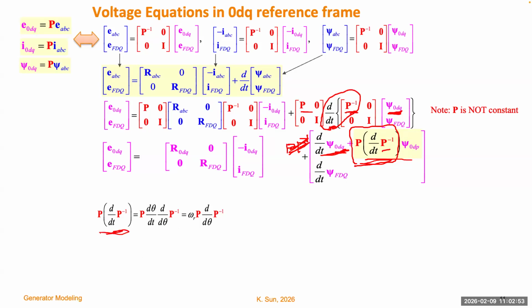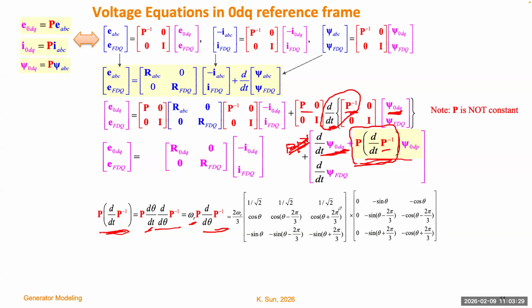And to calculate this one, we know P inverse is theta dependent. So we can first calculate the derivative with respect to theta, then multiply by the derivative of theta with respect to time. So d theta dt will be omega r. Okay, and this one we just go ahead to calculate the first order derivative. You just plug in the P inverse.